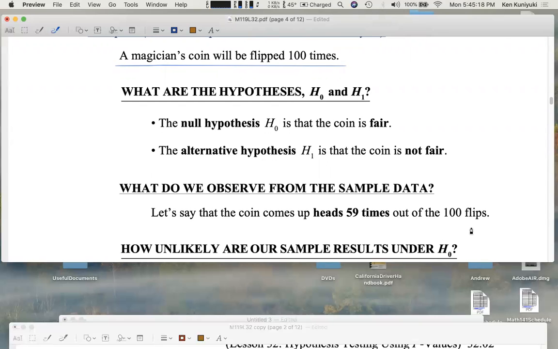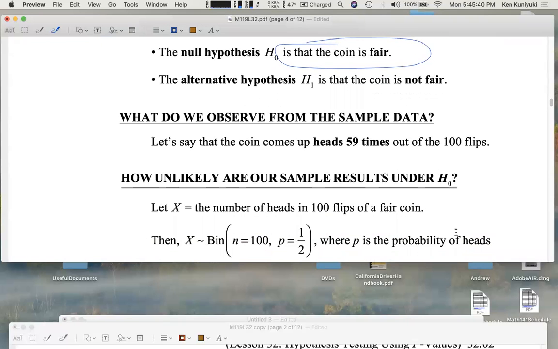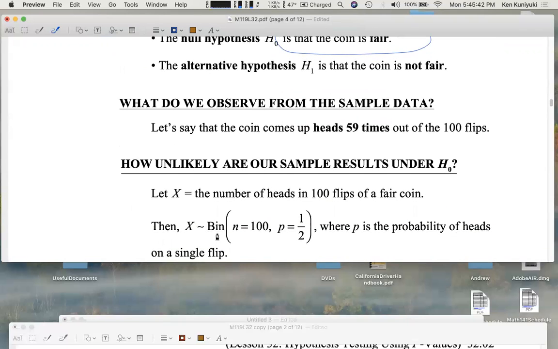If X is the number of heads you get when you flip a presumably fair coin 100 times, remember we base calculations under the assumption that the null hypothesis is true, under the assumption of a fair coin. What's the distribution at hand? It's a binomial. X would have a binomial distribution where n equals 100 flips or trials, and assuming a fair coin, which is what the null says, p, the probability of heads, would be 1/2.